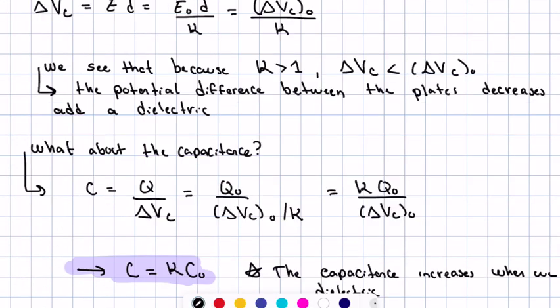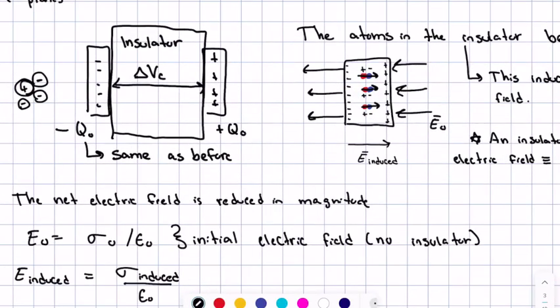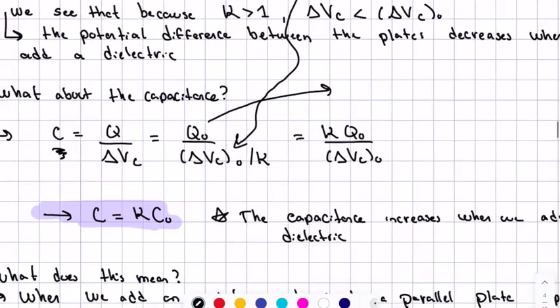So lastly, for the capacitance, we know that C is equal to Q divided by delta VC. We want to figure out, what's the new capacitance? Well, we know that delta VC, the new electric potential, is this. And we also know that we're shoving the same amount of charge onto our plates. That up here didn't change. We put a certain amount of charge here, so that's the same as it was before.